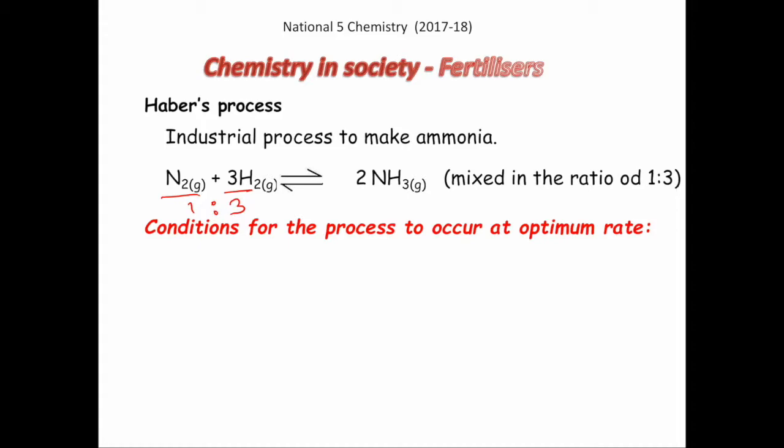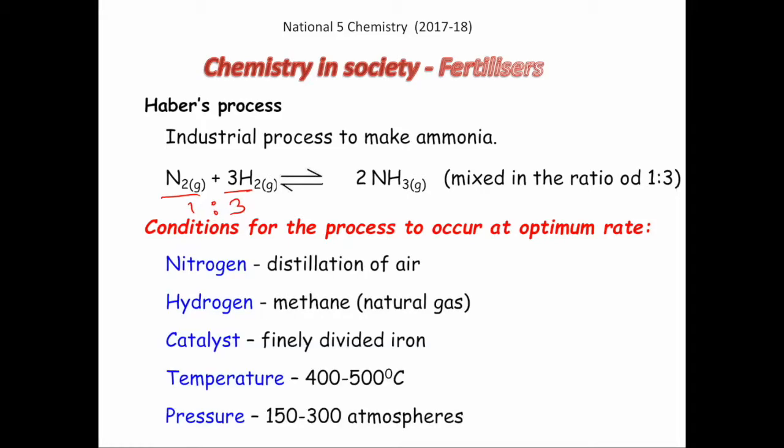The conditions essential for the process to occur at optimum rate are: nitrogen is obtained from distillation of air, hydrogen is obtained from methane, that is also known as natural gas. The catalyst used in this process is finely divided iron. This catalyst helps to increase the speed of forward reaction. And the temperature at which this process takes place is between 400 to 500 degrees centigrade, and this process occurs at a very high pressure of 150 to 300 atmospheres.